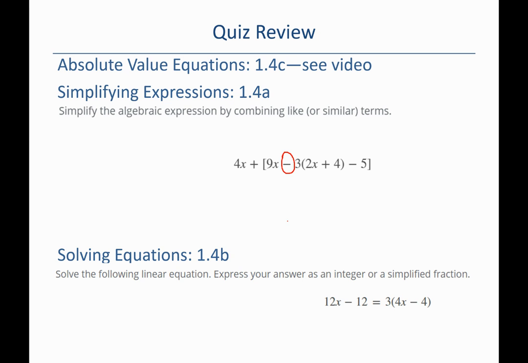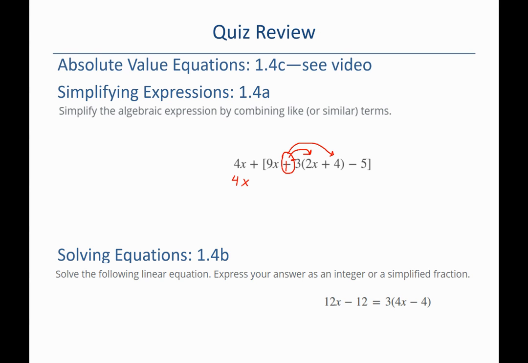So when you're doing this problem, this is a simplifying expressions problem. We're going to start on the inside and work our way out of the parentheses and then the brackets. So the first thing we need to do is we want to distribute this 3 to these 2 terms, but what we have to remember is that there's a minus sign in front of a 3. That means this is really the same as plus negative 3. So what you're really distributing is a negative 3.